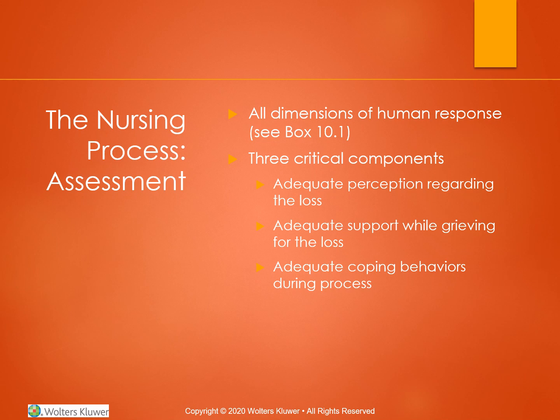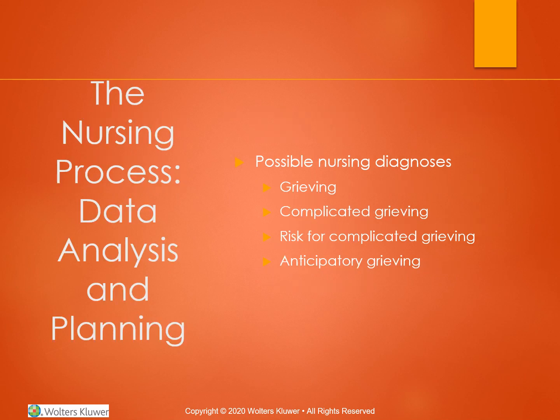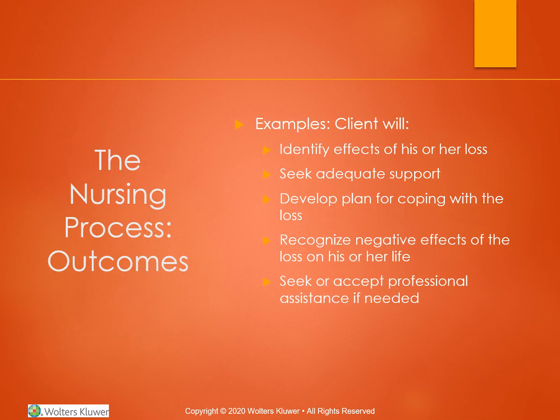Again, this process is individual. There is no wrong or right way to grieve. We just want to make sure that we're giving support and supporting healthy coping mechanisms for these individuals. So some applicable nursing diagnoses here, right? Grieving, complicated grieving, risk for complicated grieving, anticipatory grieving. Some outcomes, right? So these are some outcomes that would be favorable.